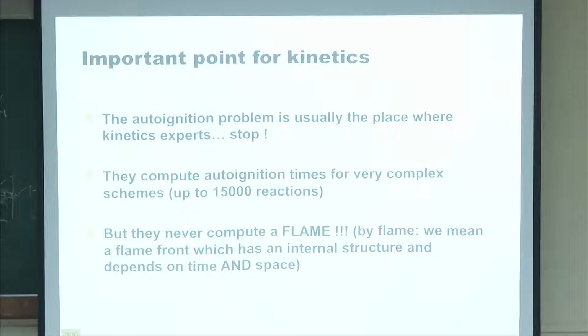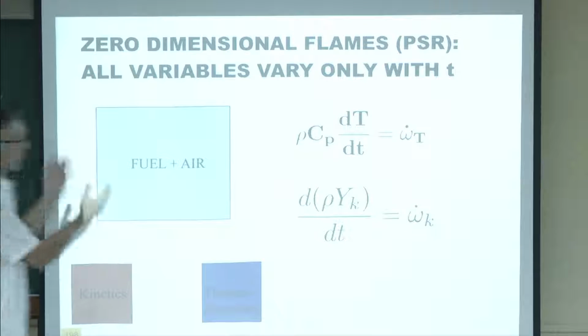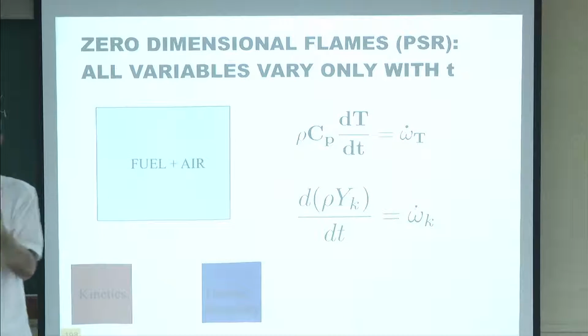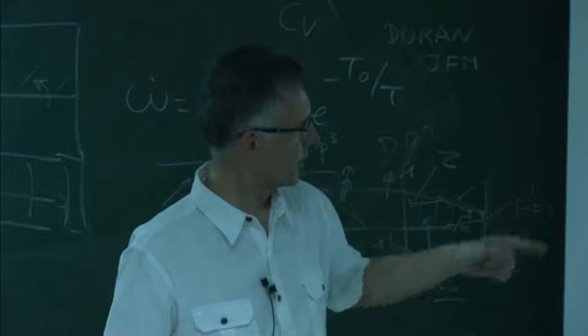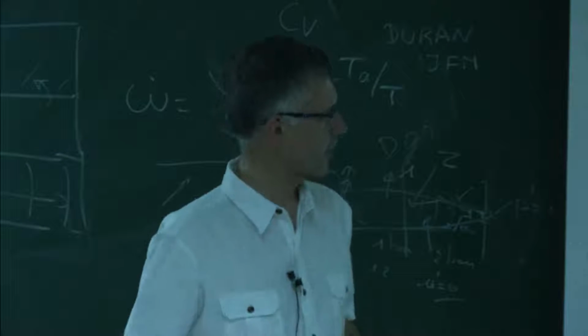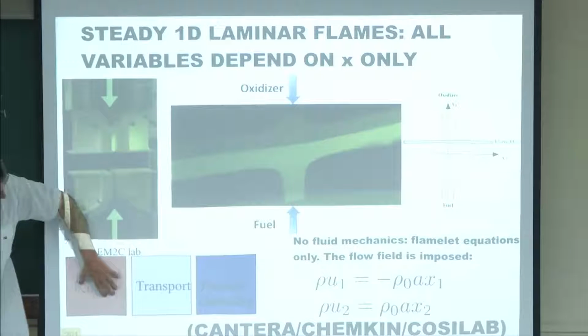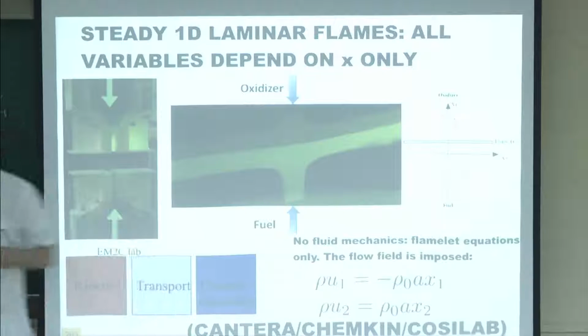If you want to do a flame, you have to do more than that, because in the problem I've just shown you here, there is no dependency on space. So for example, molecular diffusion doesn't play any role. And in a flame, we know that we'll have to worry about that. So if you want to go from these codes to the codes which are computing flames, then things get more complicated. Because if you want to do a flame, you need the kinetics and the thermochemistry, and in addition to that, you need transport.